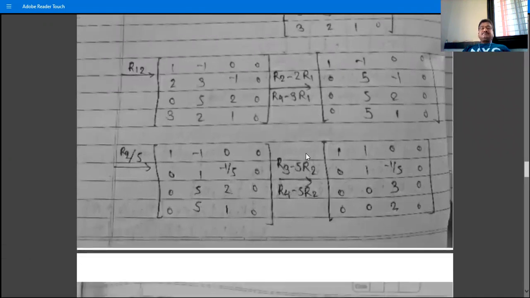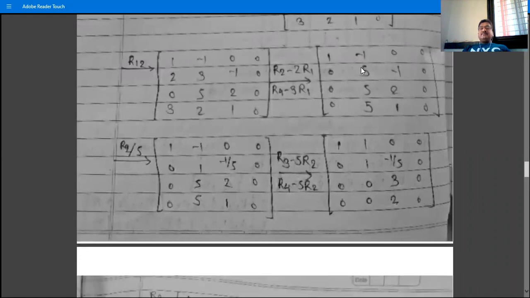After calculation, we have to reduce this 5 to 1, so multiply the second row by 1 by 5. So we have 1, minus 1 by 5, 0, and the remaining rows as they are. Then we have to reduce this 5 and this 5 to 0, so R3 minus 5 R2 and R4 minus 5 R2. We have the first and second rows as they are, and the third row is this. Now we have to reduce this 3 to 1, so 1 by 3 R3. So we have 1 at this place, and the remaining rows as they are. Then we have to reduce this 2 to 0, so R4 minus 2 R3.